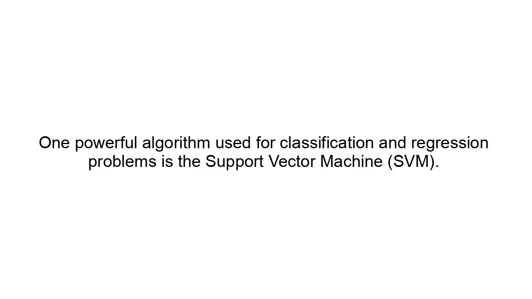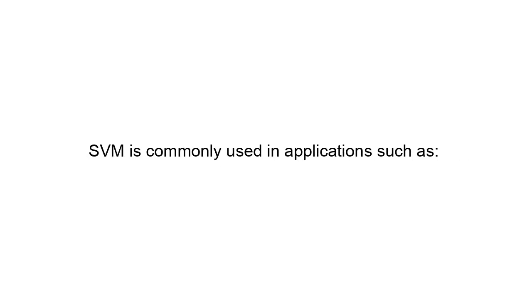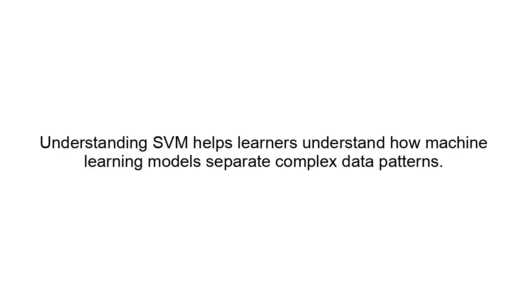One powerful algorithm used for classification and regression problems is the support vector machine, SVM. Support vector machines are widely used in machine learning because they can create highly accurate decision boundaries between different classes. SVM is commonly used in applications such as image classification, text categorization, spam detection, handwriting recognition, and bioinformatics analysis. Understanding SVM helps learners understand how machine learning models separate complex data patterns.